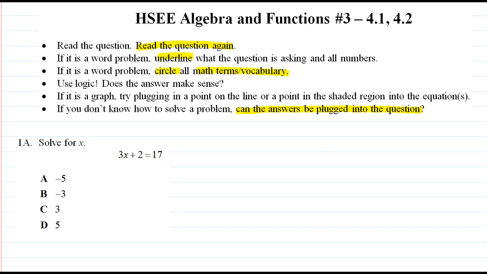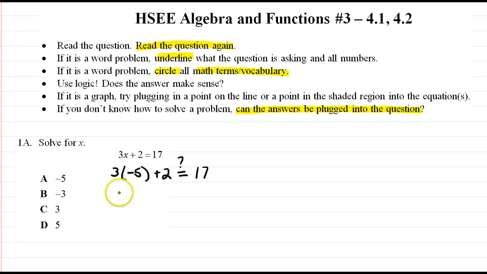And so let's pretend we don't know how to solve this. And so we have these 4 possible answers. And so when you have a number next to x, that just means multiply. So this x is the variable. It's waiting for a value to be plugged in. So if we take that first -5 and plug it in, we want to see, does it equal 17?